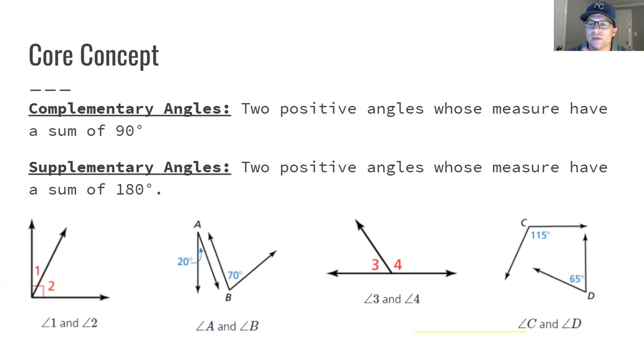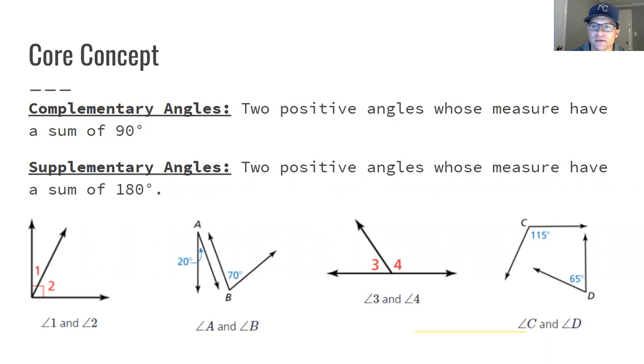Complementary angles are any two positive angles where their measures have a sum or a total of 90 degrees. The first two diagrams down below show complementary angles where they are added together and equal 90. They could be connecting to each other. They don't have to be connecting each other. The first one, they are next to each other, and that right angle box in the corner signifies that angles 1 and 2 add up to 90. And then the other one where it's separate, 20 and 70, those two add to 90.